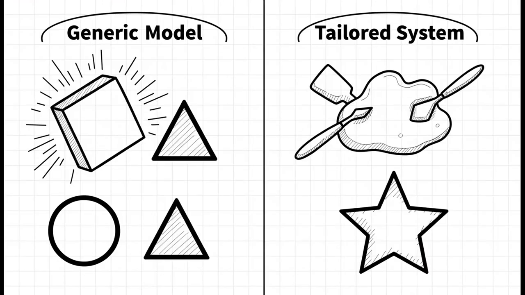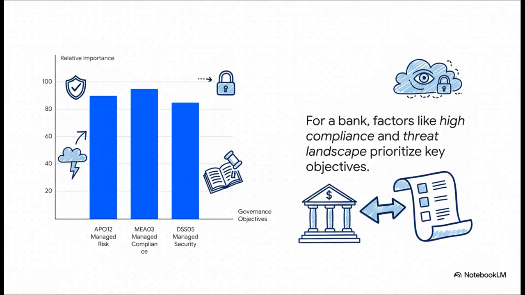And this is what makes COBIT 2019 so powerful. It's not just a book of rules. It's a flexible, repeatable process. It moves you away from that rigid, one-size-fits-all problem and gets you to a system that actually fits your company's specific needs. Let's make this real.